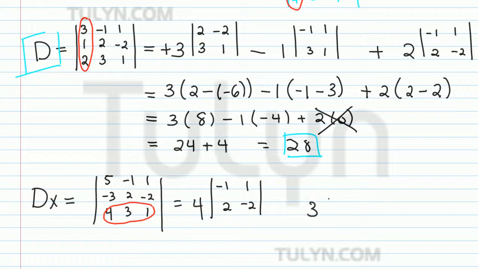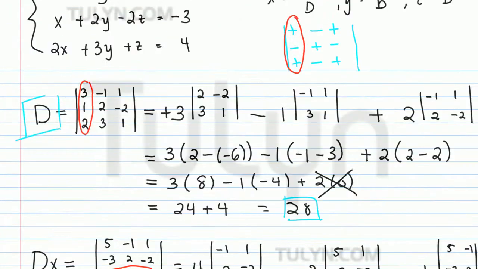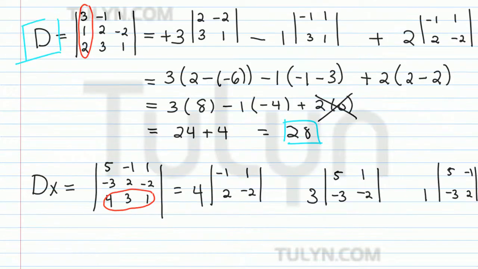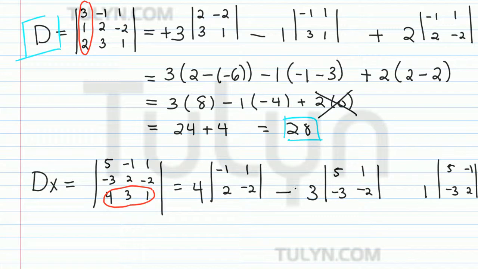And then 3, 5, negative 3, 1, negative 2. And then finally 1 times its minor, which is 5, negative 3, negative 1, 2. Okay, and now we go back to the sign array at the very top, and since we're choosing the last row, it's also going to be plus, minus, plus. So we're just going to put a minus and a plus over here.